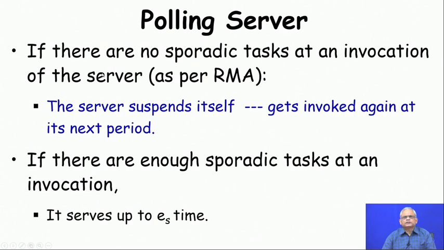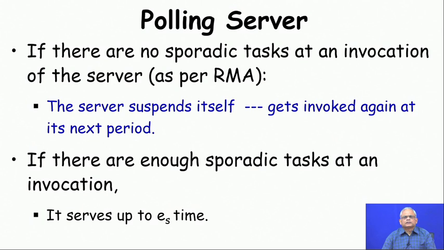The polling server is a periodic task, and it is assigned a priority according to the rate monotonic algorithm, and the period of this polling server is decided based on the characteristics of the periodic tasks and the sporadic tasks it handles.